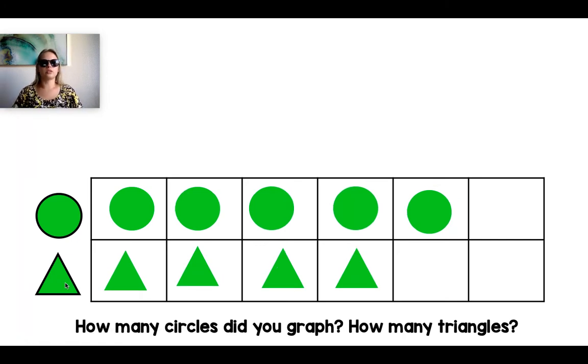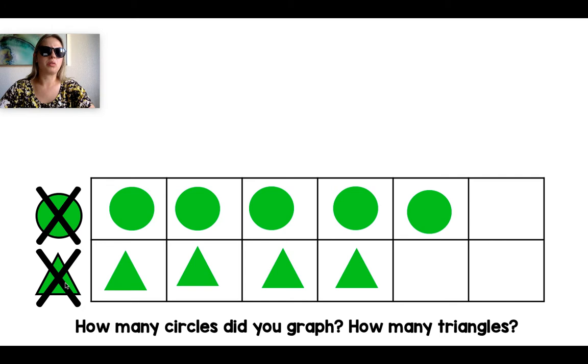How many circles did you graph? Let's count. But before I count, I know I don't count the ones that are on the outside. So let's just cross them off. Nope. We don't count the ones on the outside. They're not inside the graph. They just tell me what to do. Okay, so let's count the ones in the graph. Let's count the circles first. 1, 2, 3, 4, 5.